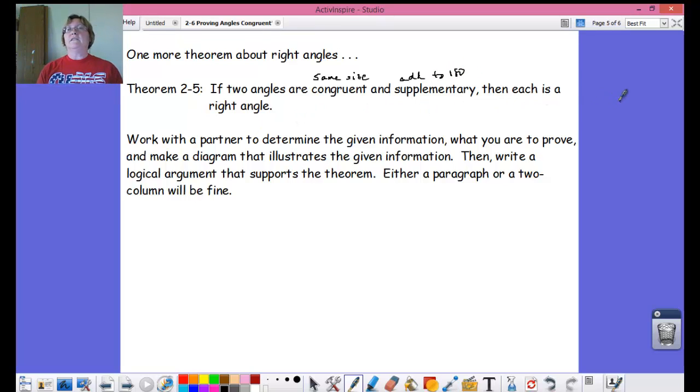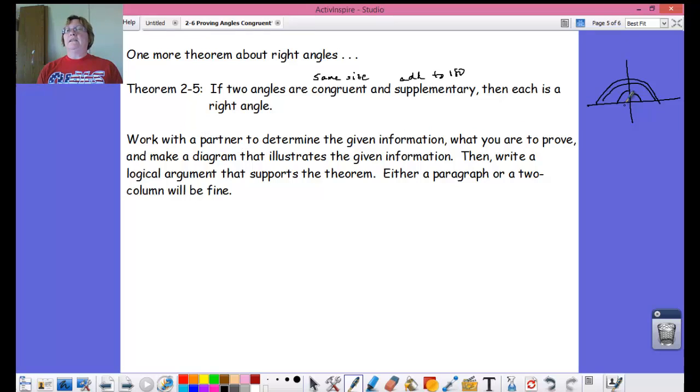Well, if you start even thinking about a drawing of this, you will see that that has to be right. We have two congruent angles. I'm going to draw it this way, although this is not the only way that I could draw this thing. This angle and this are congruent, and together they add to 180 or are supplementary. Okay? You can see that the only possible measure for those angles has to be 90. Our job is to put that in proof form. I'll be your partner. Okay?